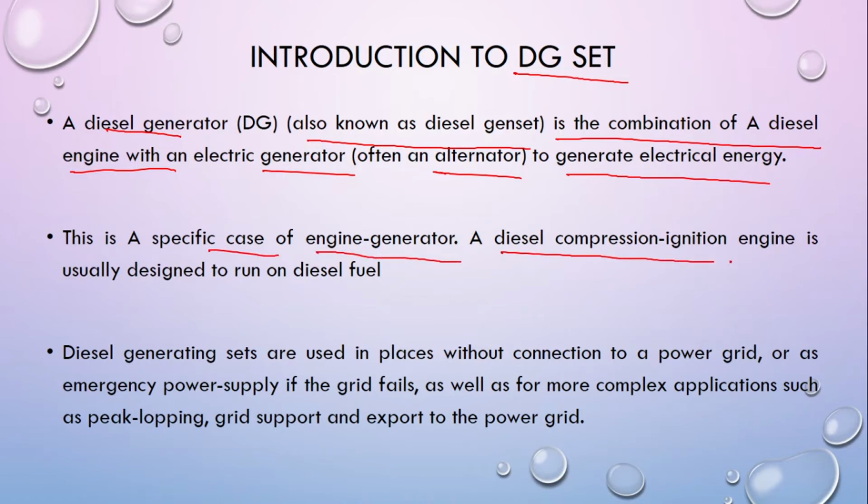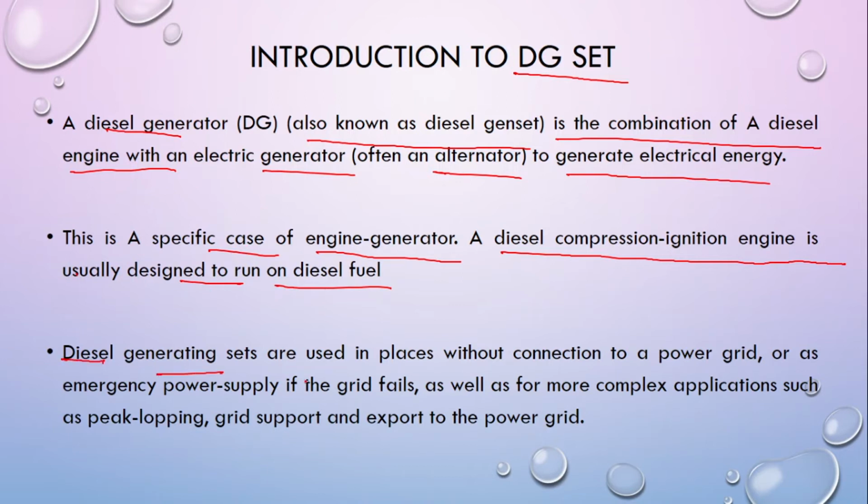A diesel compression engine is usually designed to run on diesel fuel, because as we know the diesel engine runs on diesel fuel. In some cases it is a two-stroke engine, a four-stroke engine, or a compression ignition engine. So we first have to decide which engine is going to be used in the DG set, and this mechanical power we give to the rotor of the alternator, and through that we generate the power supply from the diesel generator.